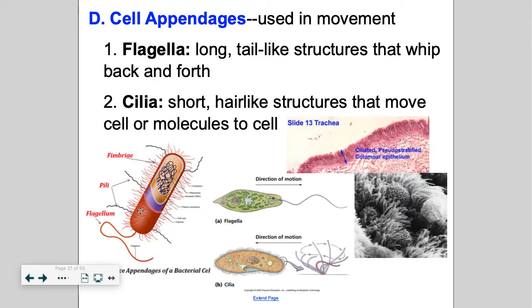Or they can have short hair-like structures. This looks like a hairy Mike and Ike, called cilia. Short hair-like structures that move the cell or molecules to the cell. So our trachea is lined with cilia. Here's a picture up close from an electron microscope of pollen getting stuck in cilia. Here is, I think, a paramecium with cilia on the outside, and they're acting like tiny little oars to help them move in its environment.